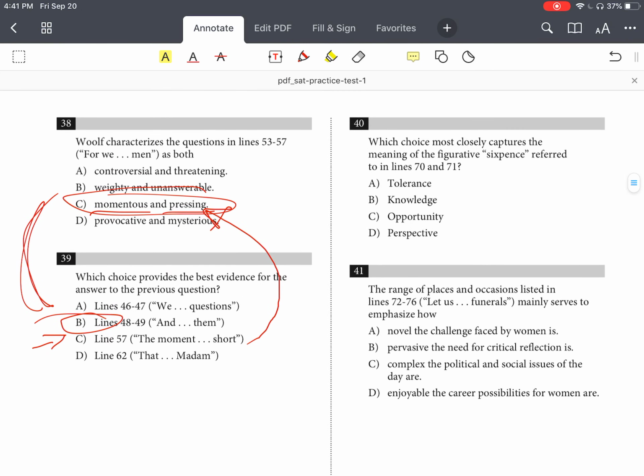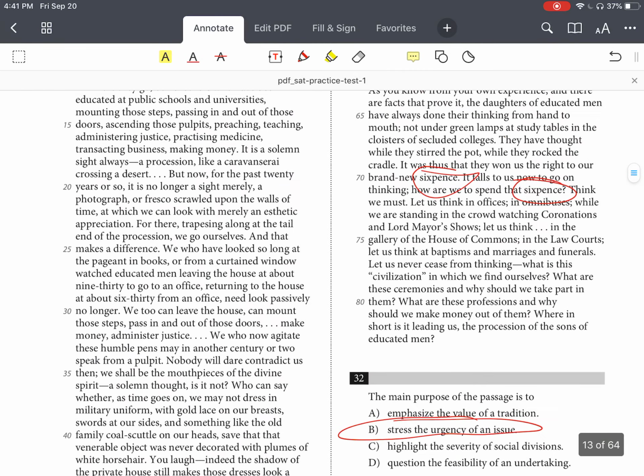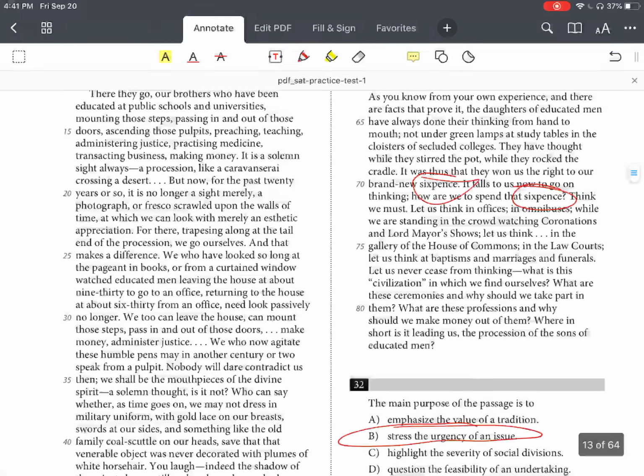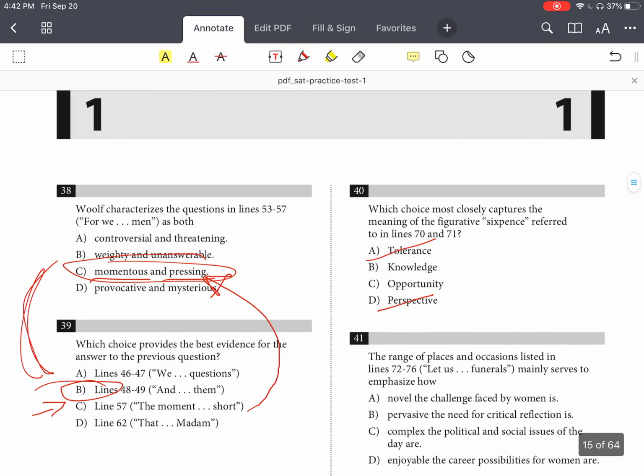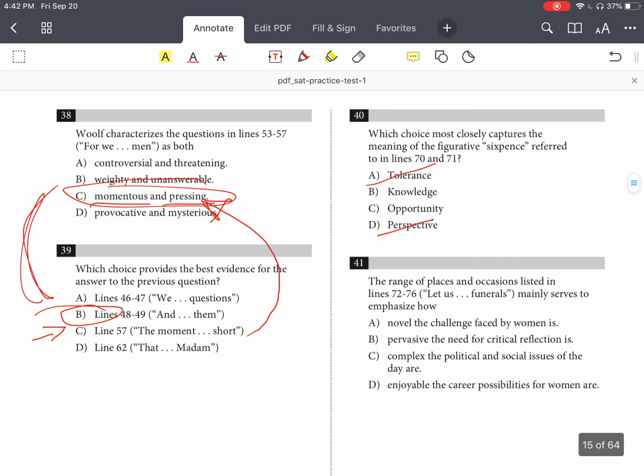Moving on. 40, which choice most closely captures the meaning of the figurative sixpence referred to in lines 70 and 71? We can cross out tolerance. It doesn't quite fit. Perspective doesn't quite fit. Let's go to lines 70 and 71. "It was thus that they, women of the past, won us, women of the present, the right to our brand new sixpence. It falls on us now to go on thinking. How are we to spend that sixpence? And think we must." So it seems like knowledge would be the answer, but knowledge is actually the distractor.